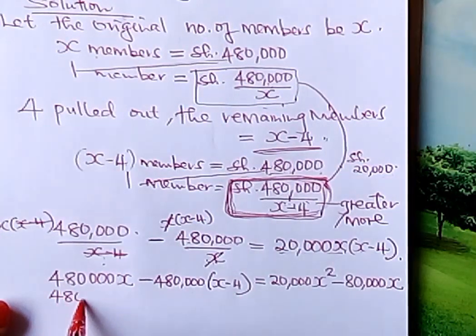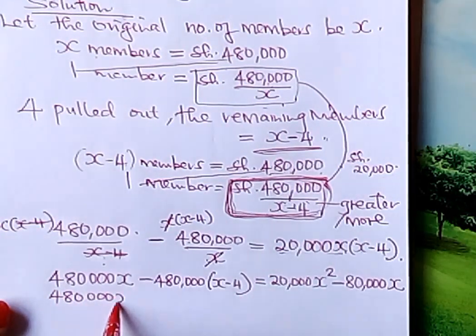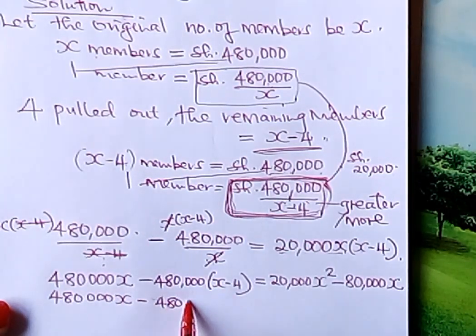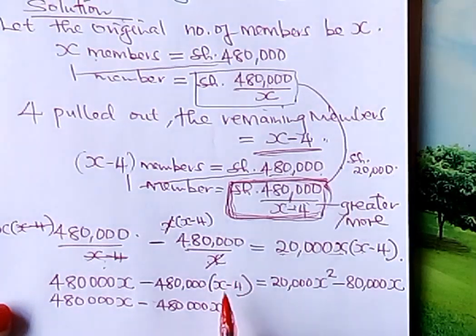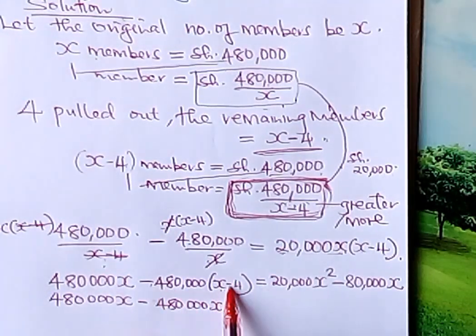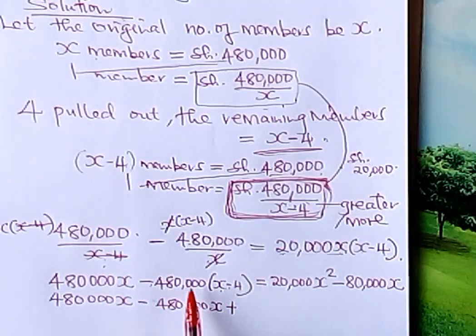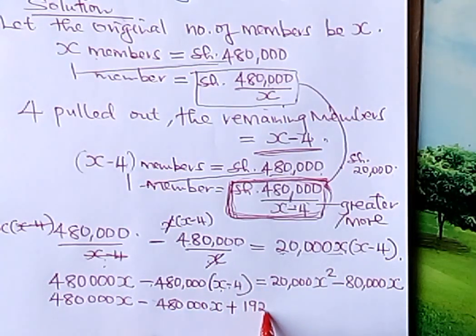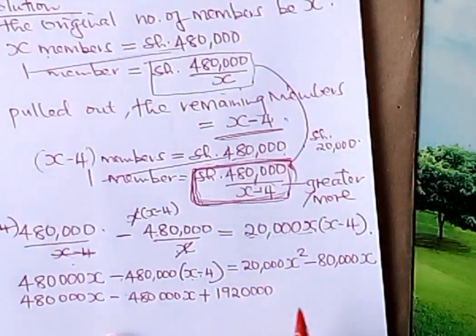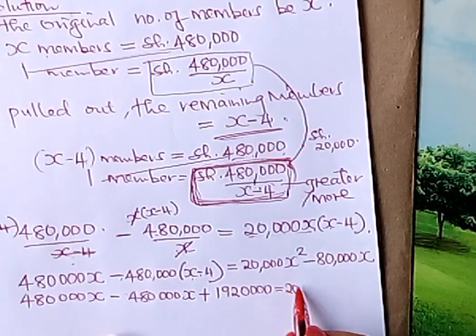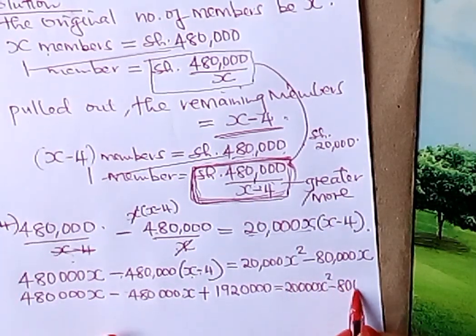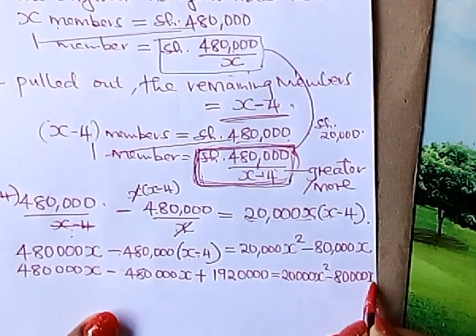We remove this bracket here. We talk of 480,000 x minus, multiply here, 480,000 x, minus times minus gives you plus. Plus what? Multiply this, you'll get 192 with 4 zeros, like that, is equal to 20,000 x squared minus 80,000 x.